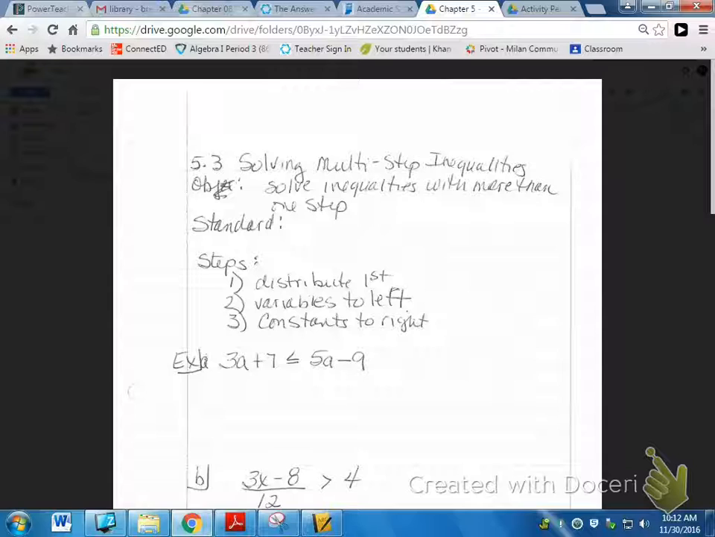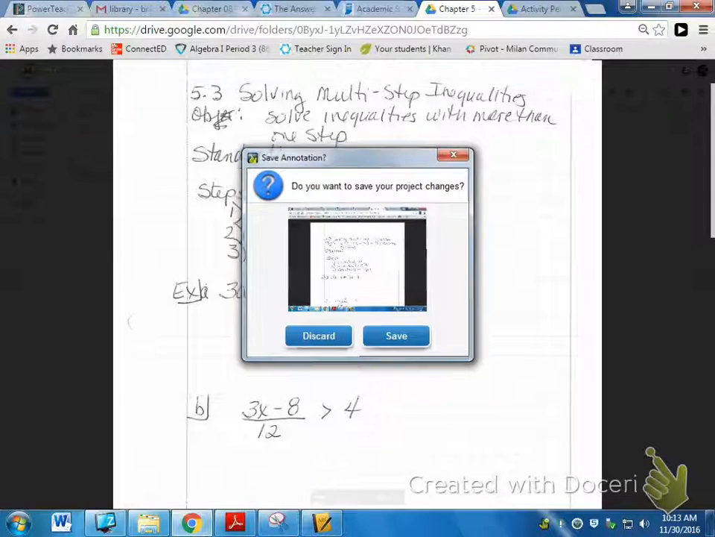You always distribute first. You combine like terms on each side if necessary. We always want the variable on the left and the constants on the right. Multiply or divide by a negative, please be sure you turn that inequality symbol around. Some of these you may or may not have to graph. Just kind of go with the flow. Some of them you will and some of them you won't.